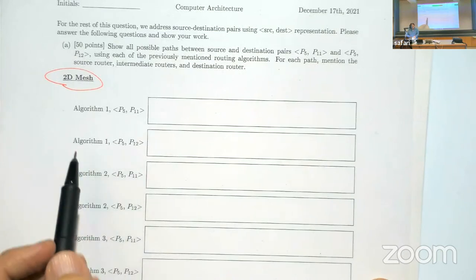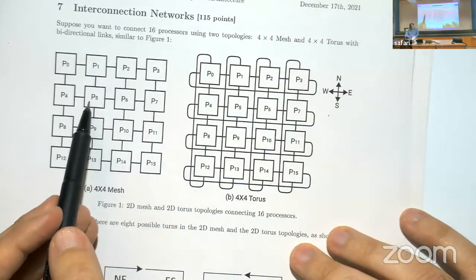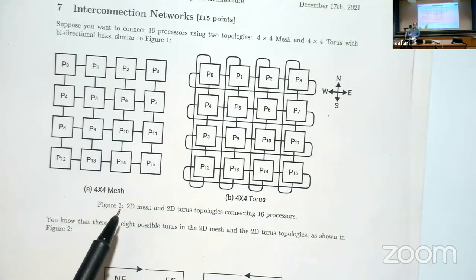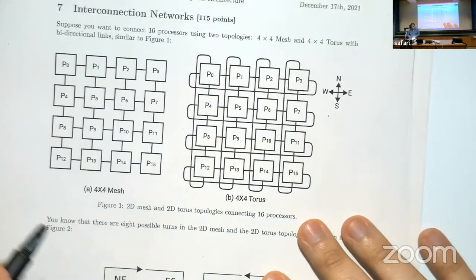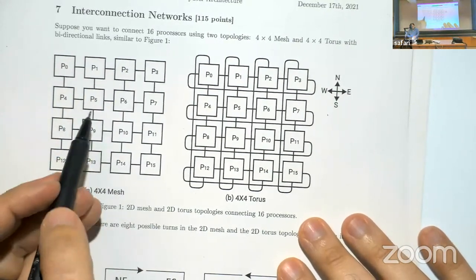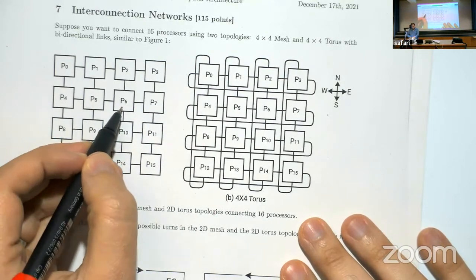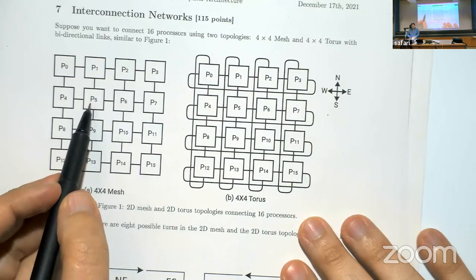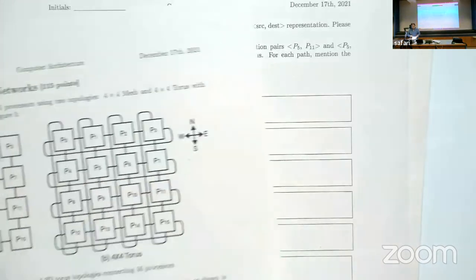I'm going to skip the next one also. So for algorithm 2, P5 to P11. P11 is in the east part compared to P5, right? So we can go there in a fully adaptive way. What are the different paths? One path is P5, P6, P7, P11. The other path could be P5, P6, P10, and then P11. And another path could be P5, P9, P10, P11. These are the only three minimal paths that we can take.